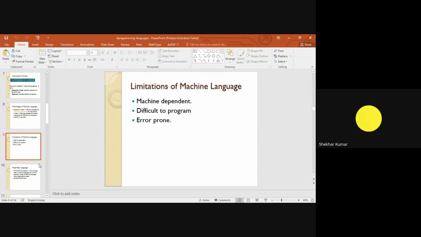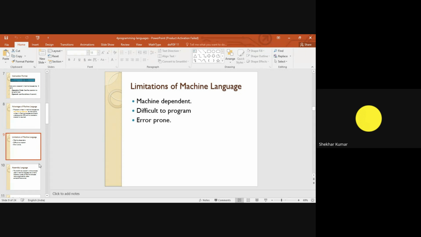And the debugging process is also very hard, because finding any error in 0 and 1 representations takes so much time. So debugging is also very hard in machine level language. And it is purely machine dependent. So machine language is not a portable language. It is purely machine dependent, and for every machine an individual program is required. So machine languages are not portable.